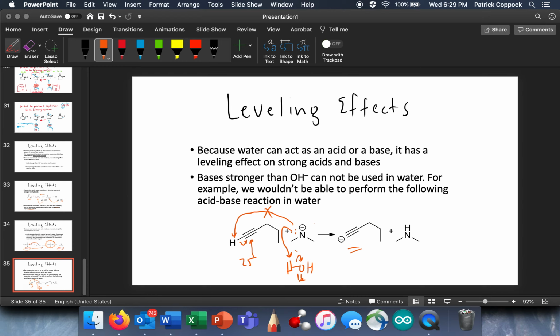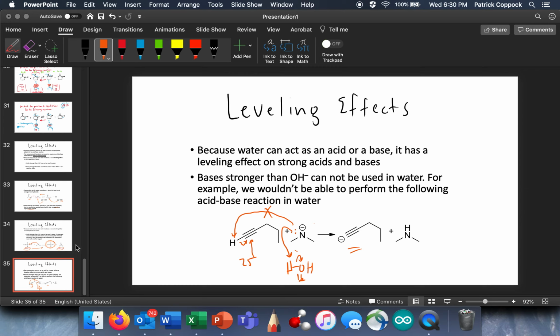In order to prove that to yourself, I encourage you to put water molecules in. Of course, there are practice problems in the book. Look at those practice problems and do the pKa's yourself and prove to yourself that if water is a stronger acid than the reagent that you're trying to deprotonate, it's not going to work. I don't think I said that very well, but I think you get the point here.